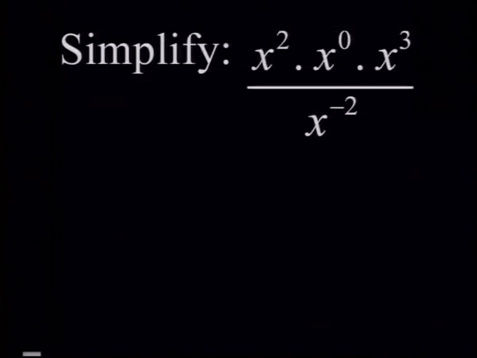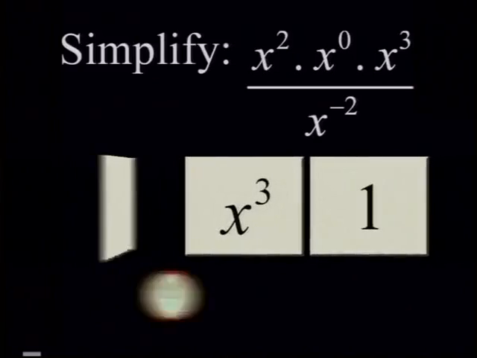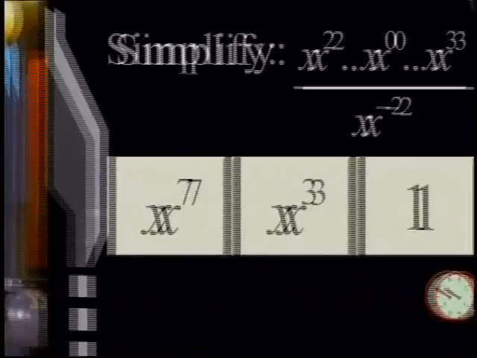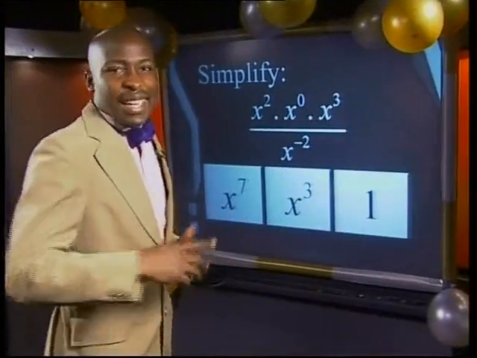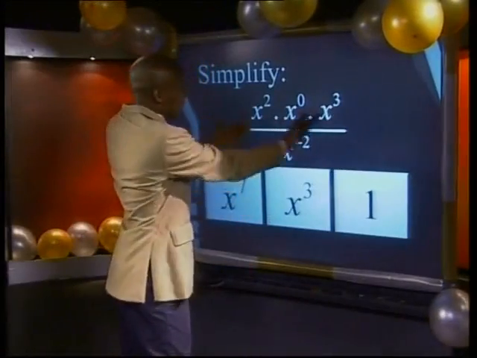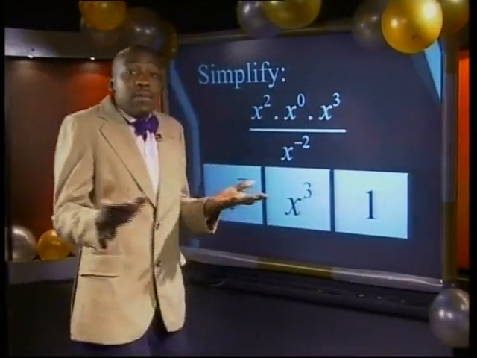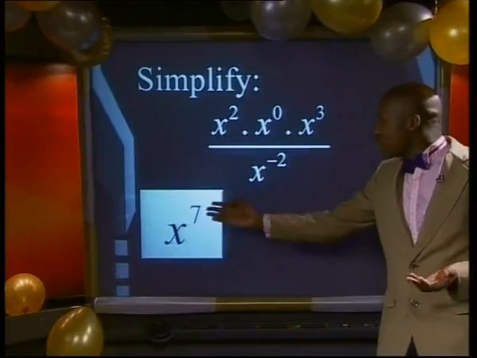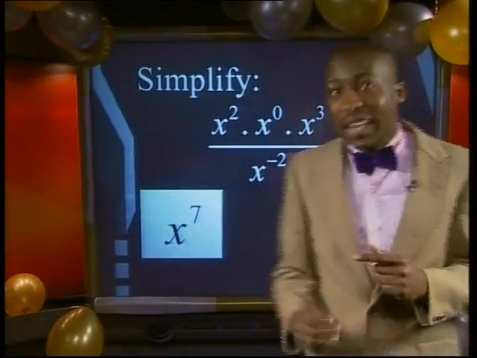x to the power of 2 multiplied by x to the power of 0 multiplied by x to the power of 3, all divided by x to the power of negative 2. Tricky one, hey? But I'm sure you'll do okay. Tricky? Nah, let me show you. Can you see that all the bases are the same? So we just apply the laws of exponents that we've learned. So the answer for this one is x to the power of 7. I can surely see your grand prize coming.